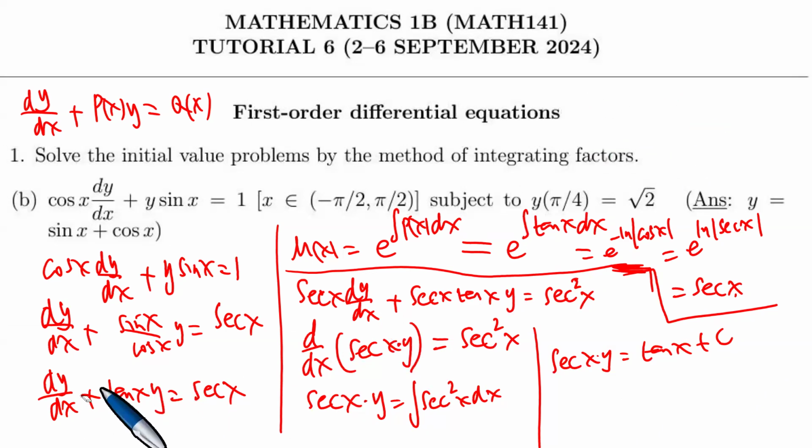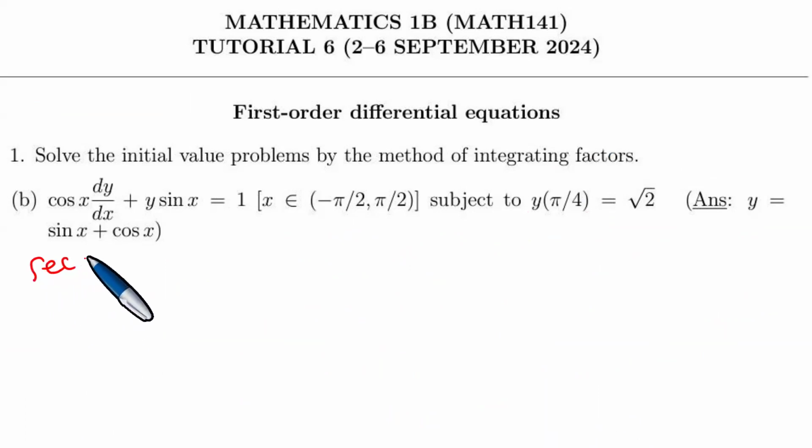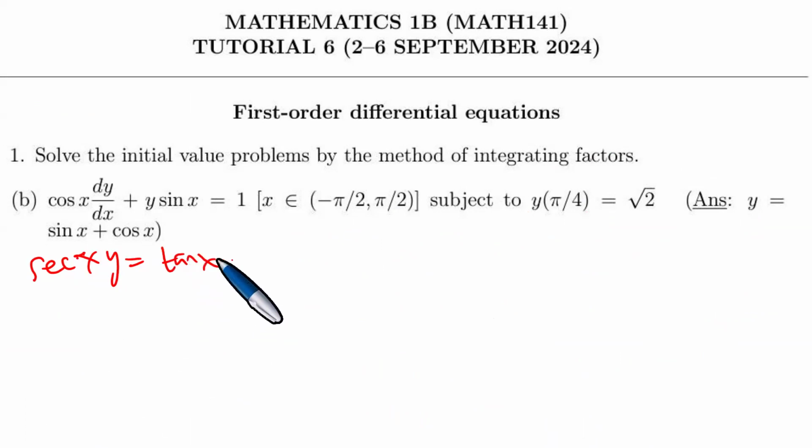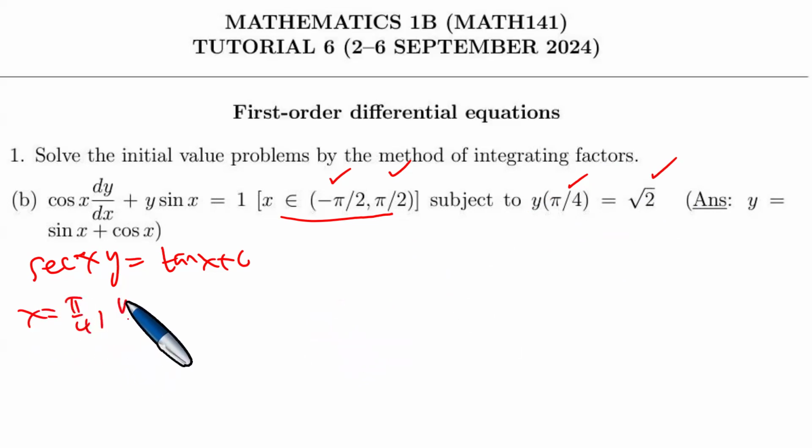So if we're getting this answer, you can use this point. Sec x times y is tan x plus C. Okay, what is tan x plus C? Use this one. Okay, x is an element of this interval. Subject to this, yeah? So x is pi over 4, y is the square root of 2.